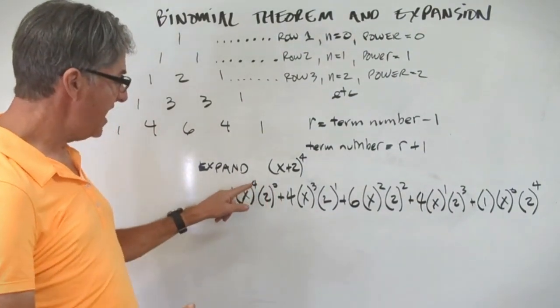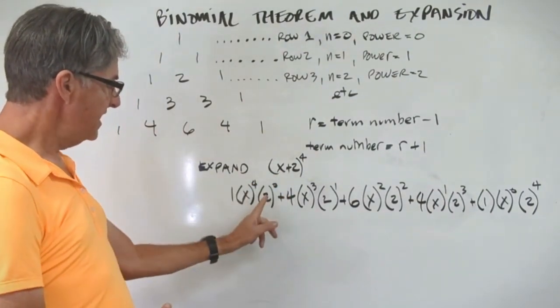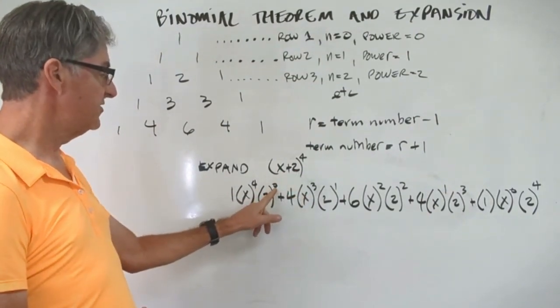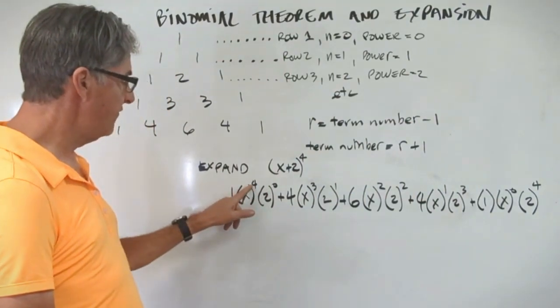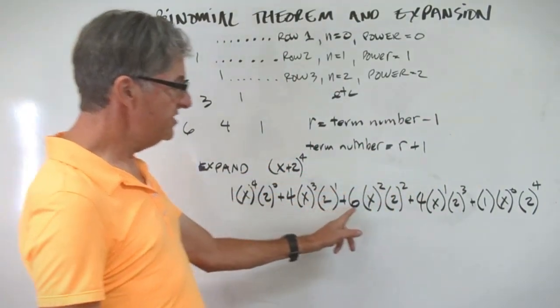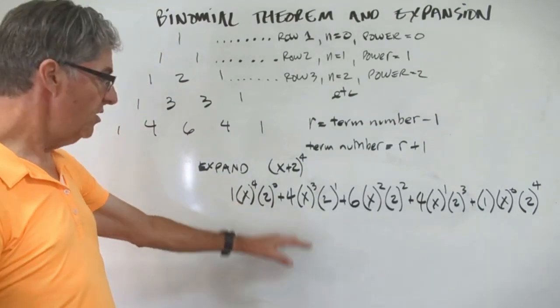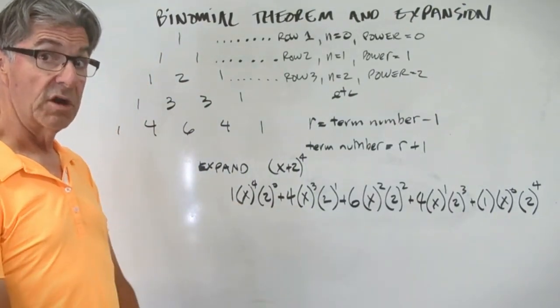So remember, the powers count down on the first term and count up on the second term inside the binomial. So this goes from 0 all the way to 4, and this goes from 4 all the way to 0. And you can see I've just done that all the way through. If you're right here right now, pause the video and simplify that step for the expansion.